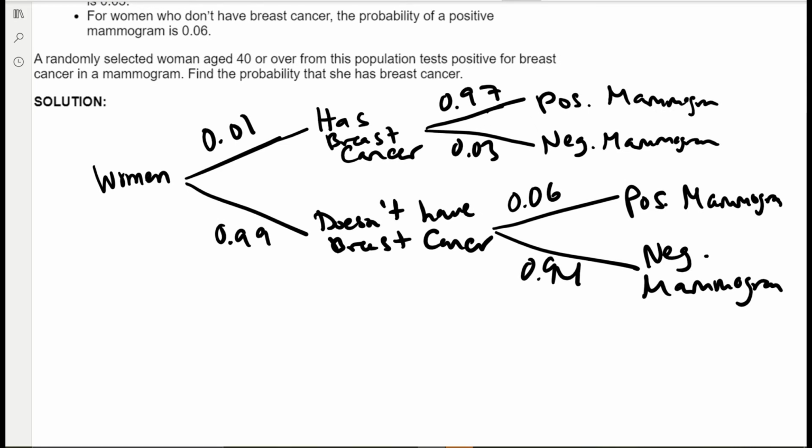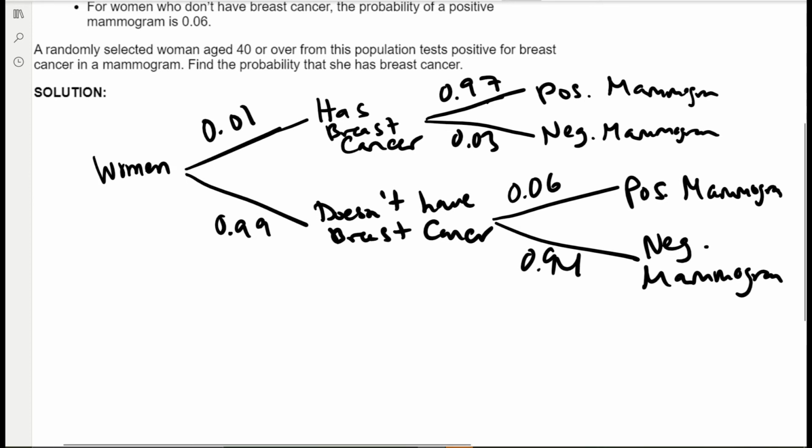All right, so that's our tree diagram for the scenario. So now we want to determine what is the probability that she has breast cancer. And it says that they test positive for breast cancer in a mammogram. So given that she tests positive for cancer, find the probability that she has breast cancer, right? So we're looking for a conditional probability here.